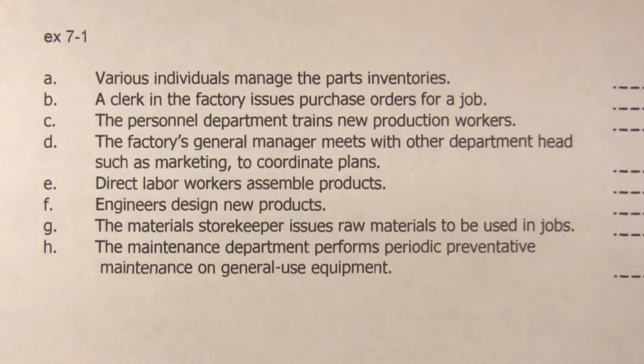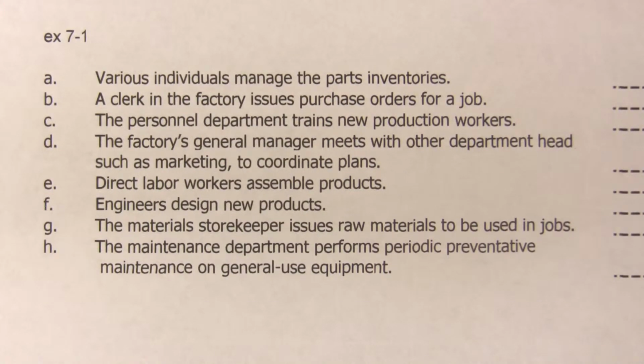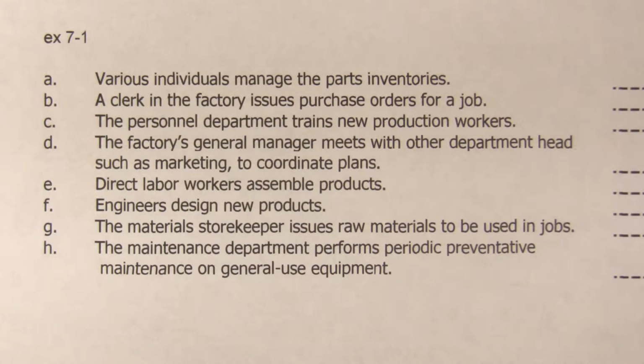Okay, exercise 7.1 asks us to identify these various activities and determine if they're product, batch, unit, or organization sustaining. So let's go through and look at them and determine, if we can, which is which.